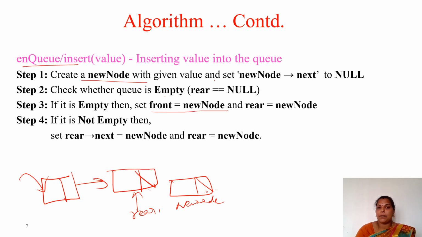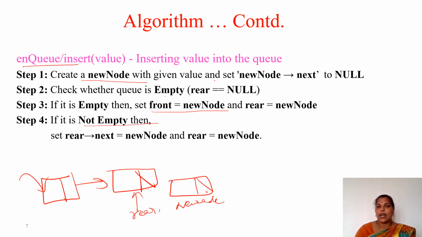Suppose if it is empty, then we have to make front equal to new node and rear equal to new node. That is, this is the first element we are going to insert. If there is no node in the linked list, then we are just making whatever node we are going to insert as the first node. So we are making front equal to new node and rear equal to new node.